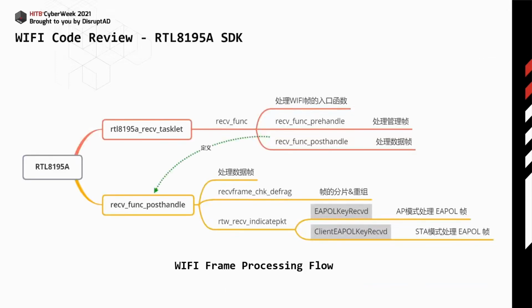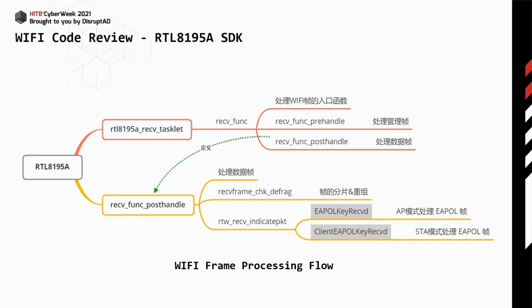After continuous upload backchecking, we can gradually master the structure of the code. The code flow chart of the firmware when it processes Wi-Fi frames is as follows. First, when the Wi-Fi network card receives a Wi-Fi packet, it will trigger an interrupt, and then the CPU will call the RTL8195A receive tasklet function, which is used to process the received Wi-Fi packet.